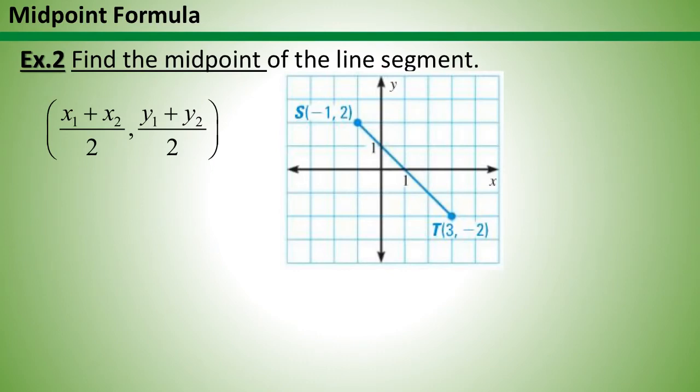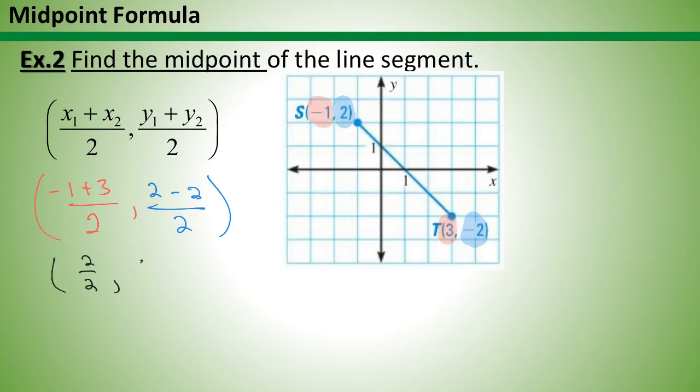So these coordinates are directly in the middle of those 2 points we were given. Here's another example. Again, we're just going to average our x's and average our y's. My first x is -1, the second is 3, my first y is 2, and the second is -2. Using the midpoint formula, I have -1 plus 3 over 2, and for my y values, 2 minus 2 over 2. Simplify that: 2 over 2 and 0 over 2, which simplifies to 1, 0.